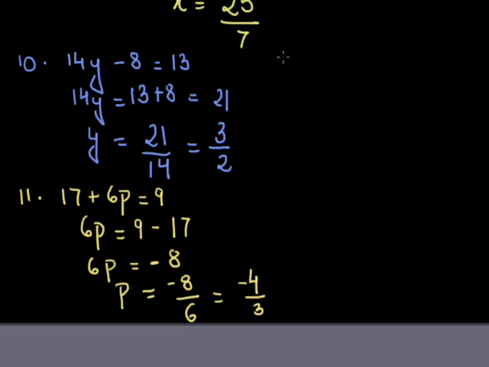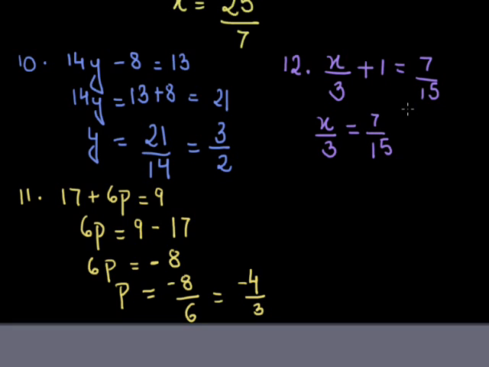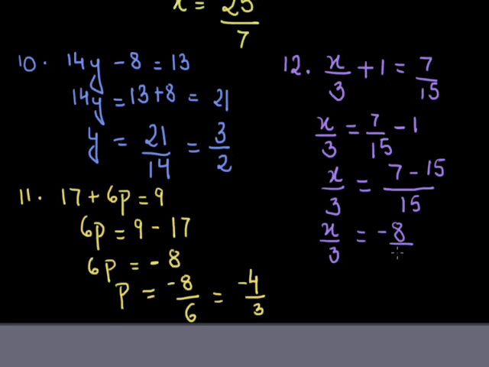Okay, now the last question of this exercise, 12th question. x upon 3 plus 1 is equal to 7 upon 15. Now what I can do, I can take +1 to the right hand side. If I take +1 to the right hand side, its sign will become changed. So it will become -1. So x upon 3 is equal to 7 upon 15 minus 1. I have to take the LCM 15. It becomes 7 minus 15. So x upon 3 is equal to -8 upon 15.